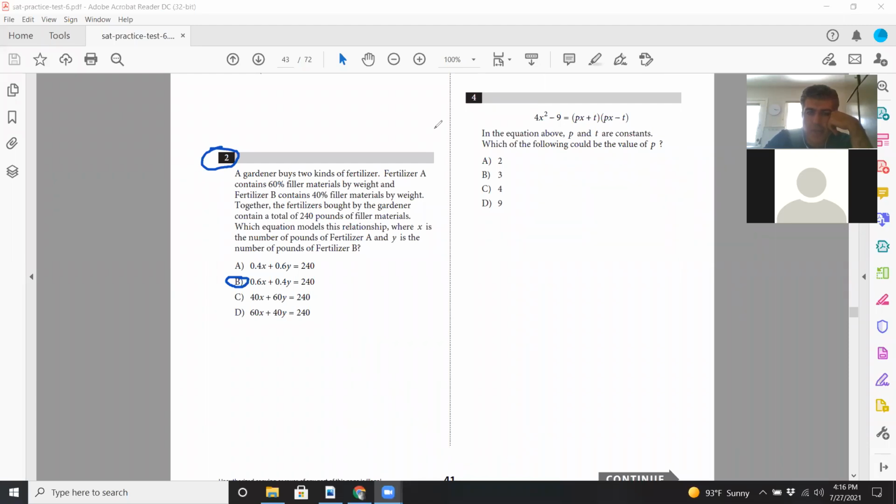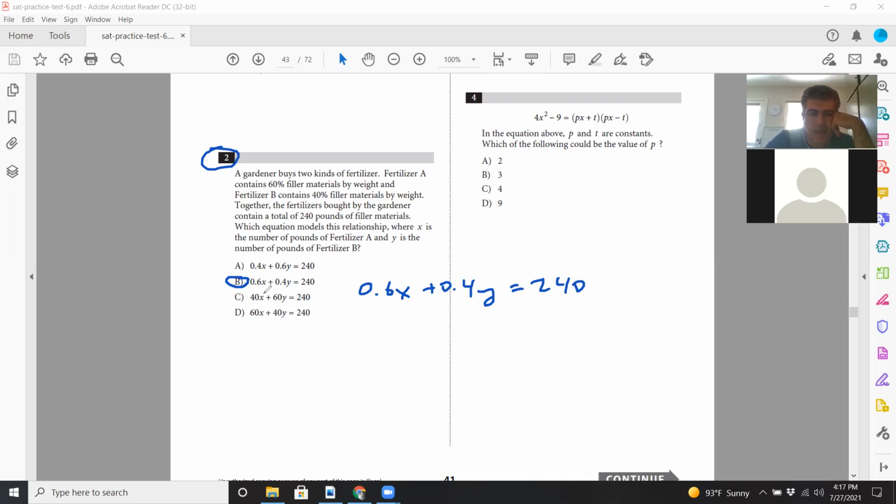So the correct answer for number 2 is B. So again, you just translate, right? So 60% for fertilizer A, 40% for fertilizer B. So 0.6x, because percentage is always divided by hundred, plus 0.4y, of course, equals 240. And that's all we do. So hopefully that seems pretty straightforward. But that's how that one should work itself out.